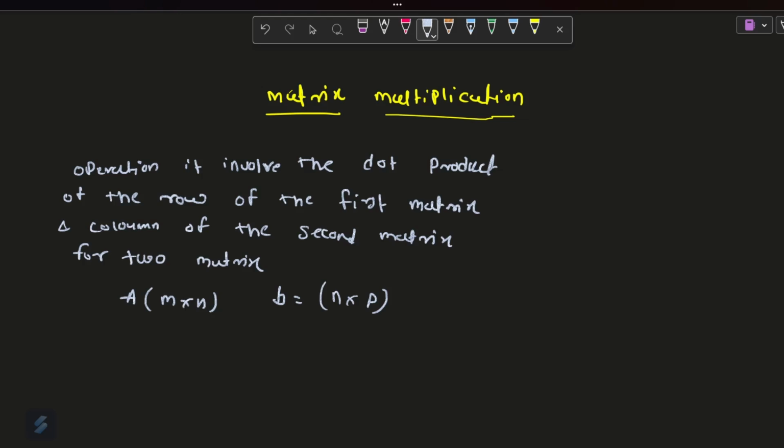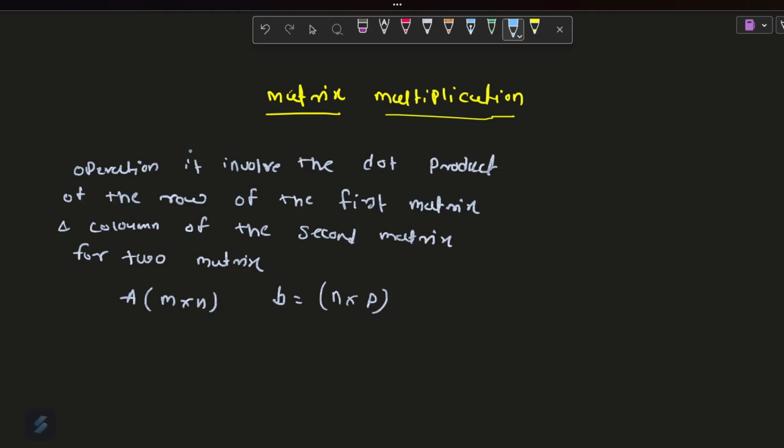Let's understand the matrix. What is matrix multiplication, and how do we perform it? We are going to understand what matrix multiplication is and how it is performed.